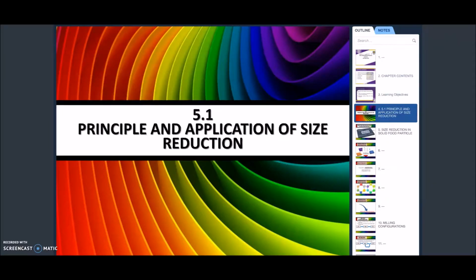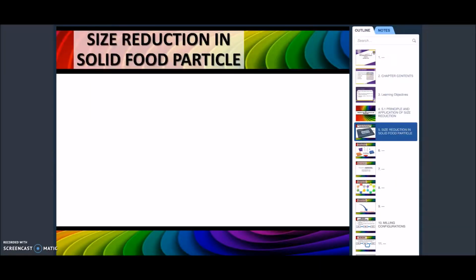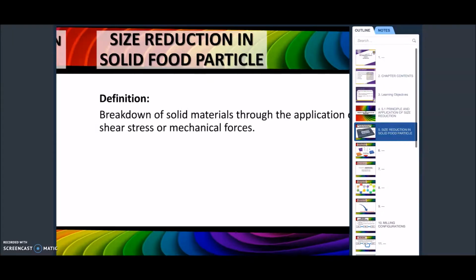5.1 Principle and application of size reduction. Size reduction in solid food particle. The definition: it is the breakdown of solid material through the application of shear stress or mechanical forces.